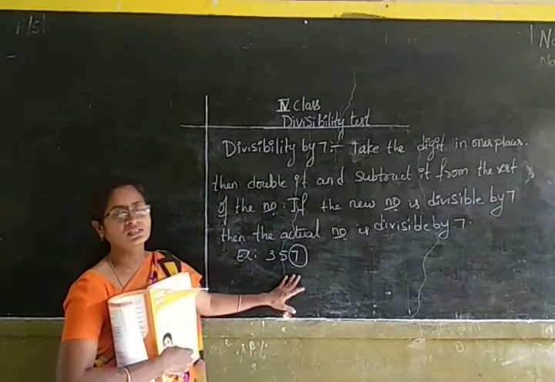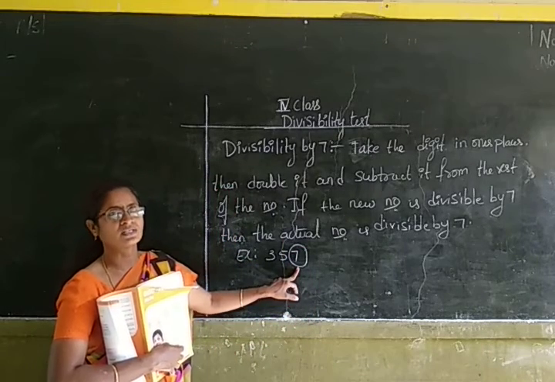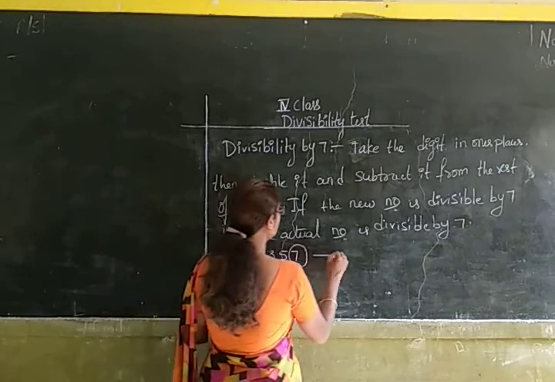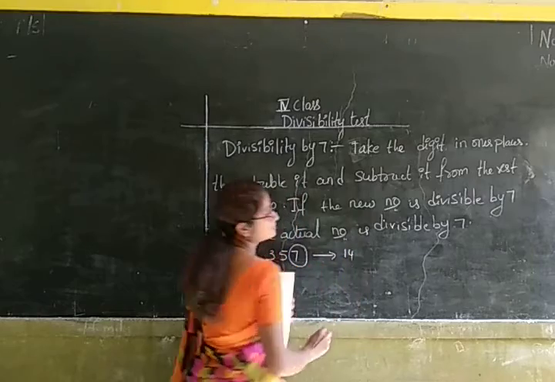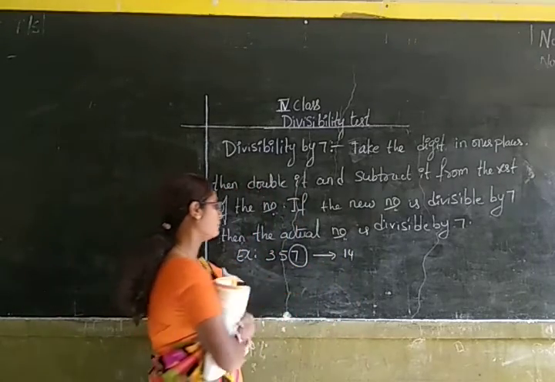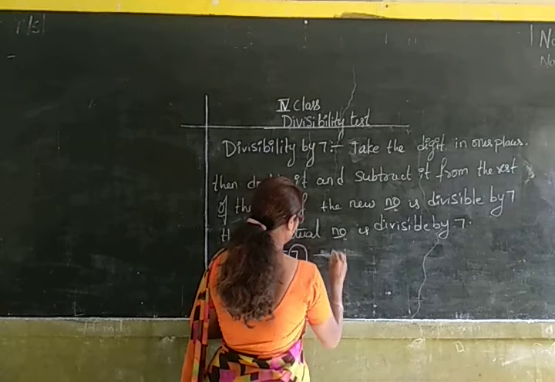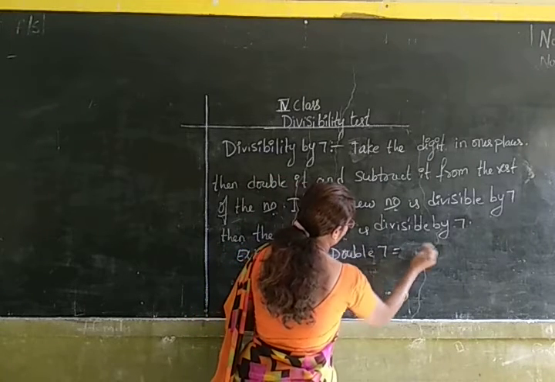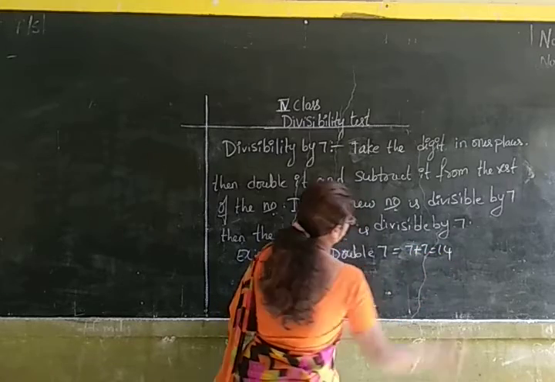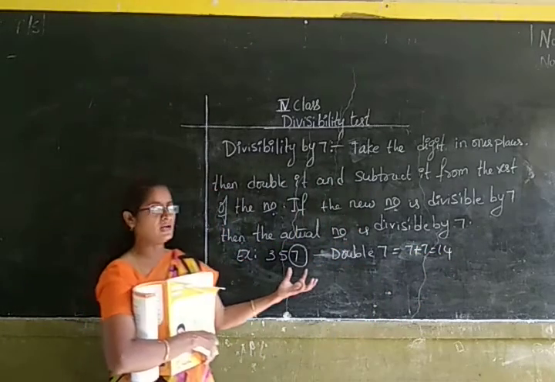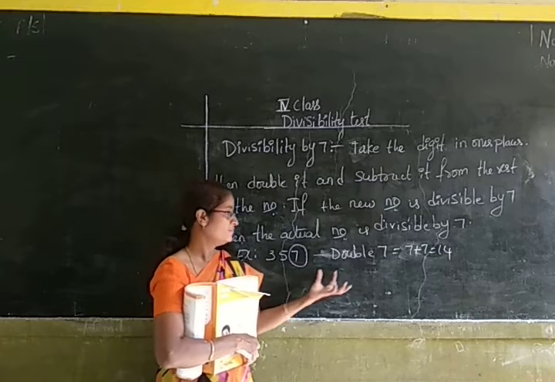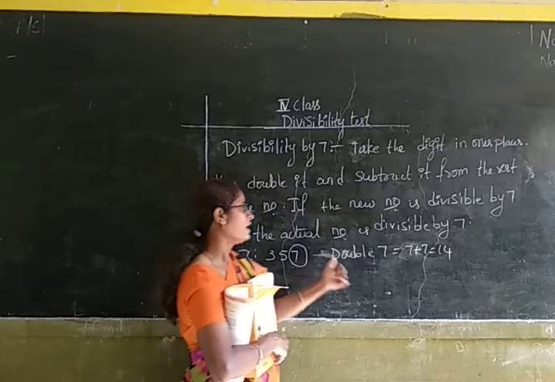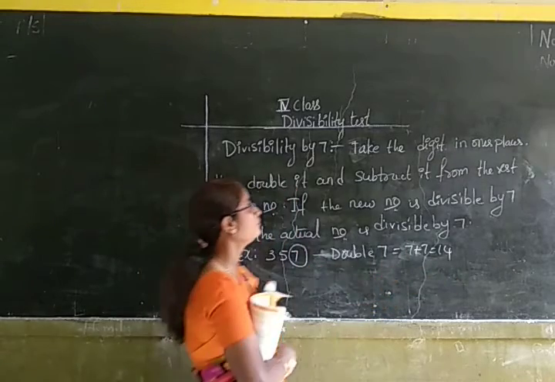Here the last digit in ones place is 7. So then what you have to do? You have to double it. So 7 plus 7 is how much? 14. If you double 7, you will get 14, because 7 plus 7 is equal to 14. You have to take the last digit of the number which is in ones place, and then double it. Here the last digit of the number is 7. I have doubled it. Now it has become 14.